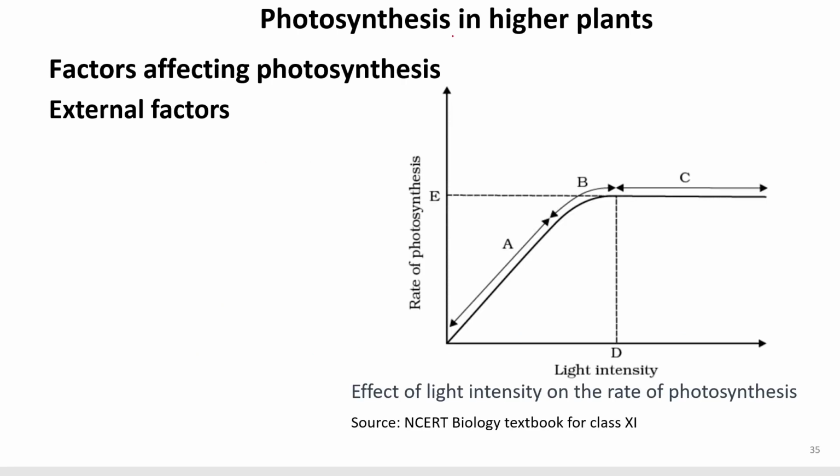This is the graph showing the effect of light intensity on the rate of photosynthesis. Here we have the light intensity, and this is the rate of photosynthesis. You can see the rate of photosynthesis initially increases as the light intensity increases, and then it becomes stabilized at higher light intensity. So what happens at higher light intensity? There is photooxidation or breakdown of chlorophyll. That's why later on the photosynthetic rate will decrease.